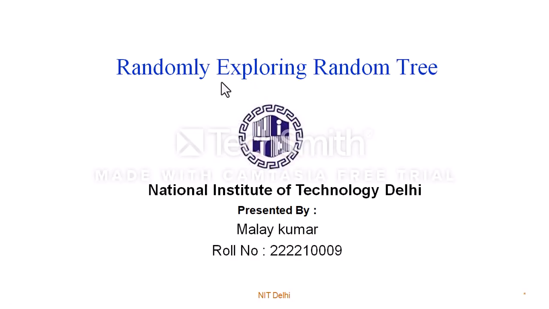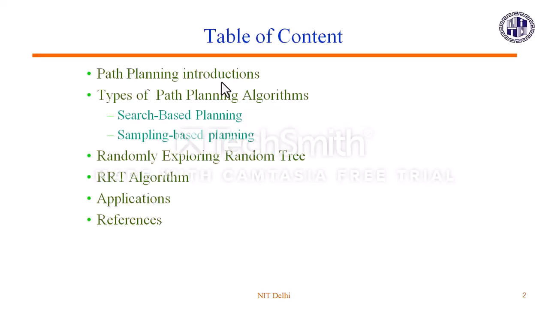Today I am going to talk about the randomly exploring random tree. Here is the table of contents. In this, I am going to cover the basics of path planning and the types of path planning algorithm. The first one is search-based planning. The next one is sample-based planning. I will also cover the randomly exploring random tree basics, then the RRT algorithm, then the application and the references.